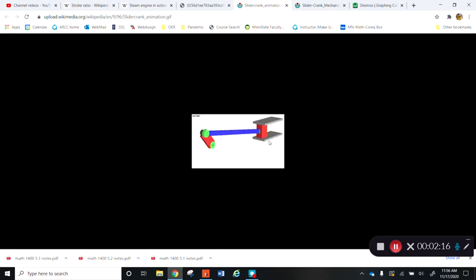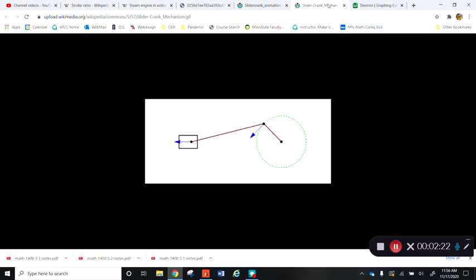Here's another picture, piston going back and forth. There's the wheel going around there, and one more. Here you even see it with vectors displaying the velocities of these two things. And you see this one is going slow then fast and slow then fast, going back and forth.